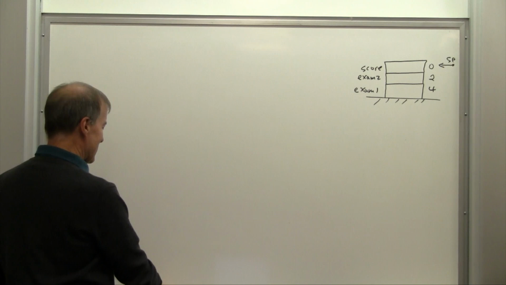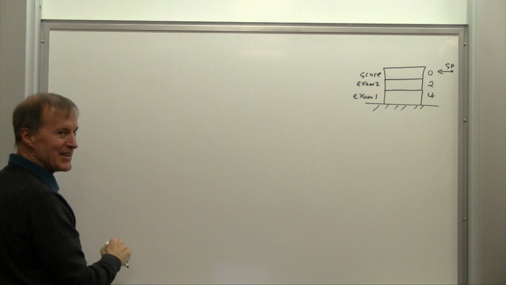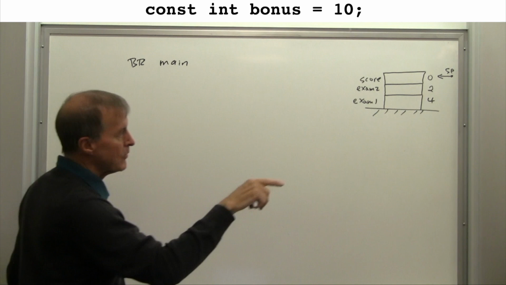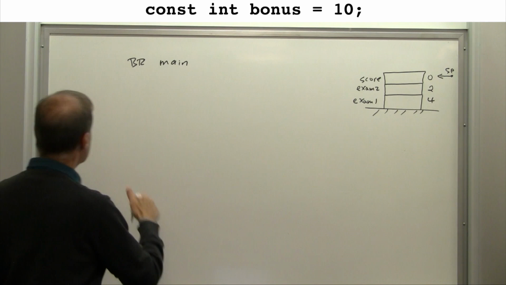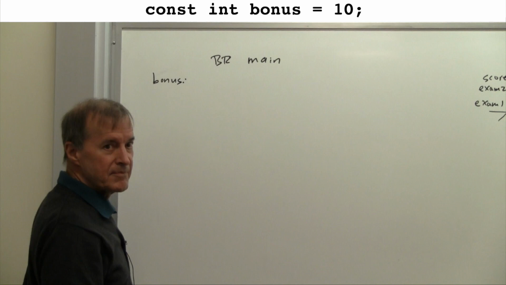The first instruction is always the easiest. Who wants to start? What's our first instruction here? Who started? We all did. So, branch to main. Now, what's next in the listing? What about bonus? Okay, next in the listing is bonus. And that's a symbol.